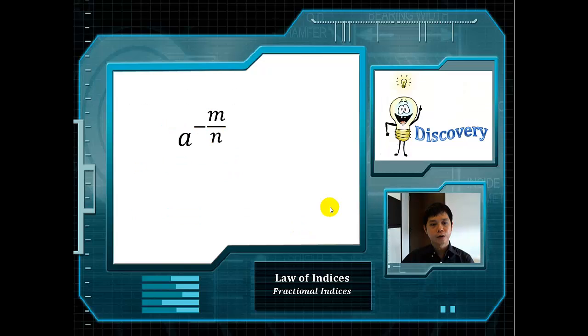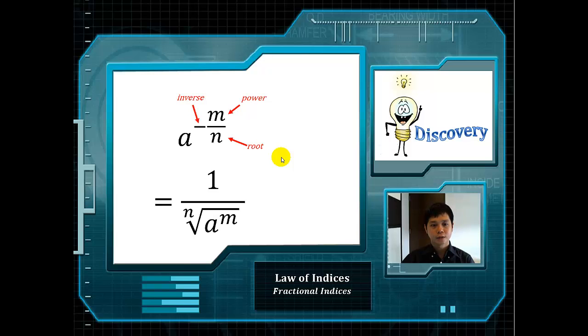As an extension, what happens if we have this type of fractional indices? Now, this is nothing new. We are just combining the negative power with the fractional index. The m here is still the power. The n here is the root. Can you remember what the negative power means? Very good. It means the inverse or the reciprocal. And hence, the final surd form will look like this.